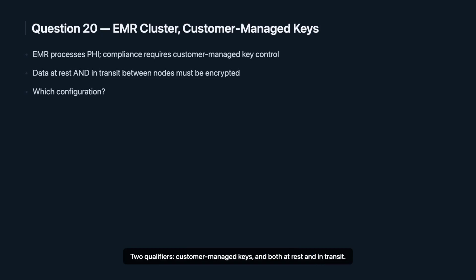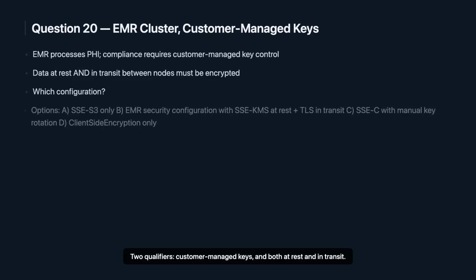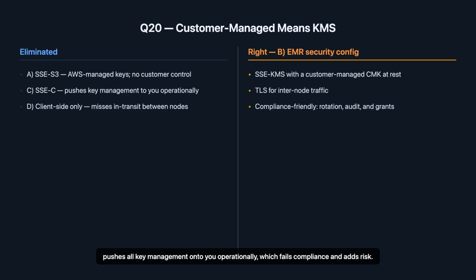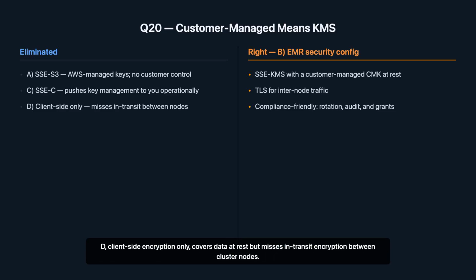Two qualifiers, customer-managed keys, and both at rest and in transit. A. SSE-S3 uses Amazon Web Services managed keys with no customer control, eliminated by the customer-managed requirement. C. SSE-C pushes all key management onto you operationally, which fails compliance and adds risk. D. Client-side encryption only covers data at rest but misses in-transit encryption between cluster nodes.